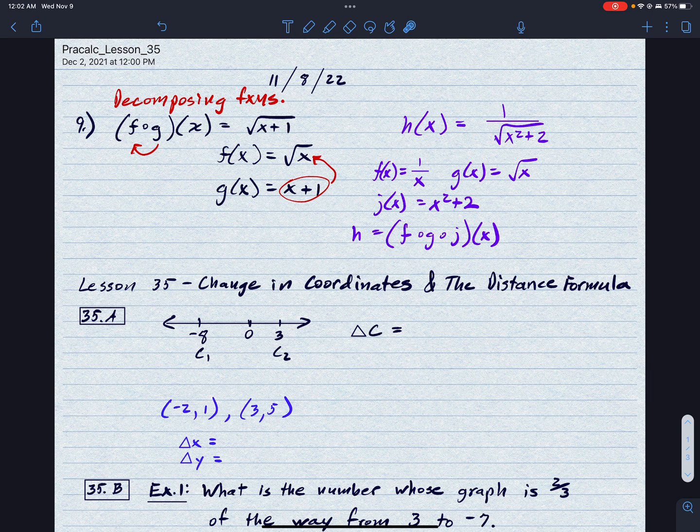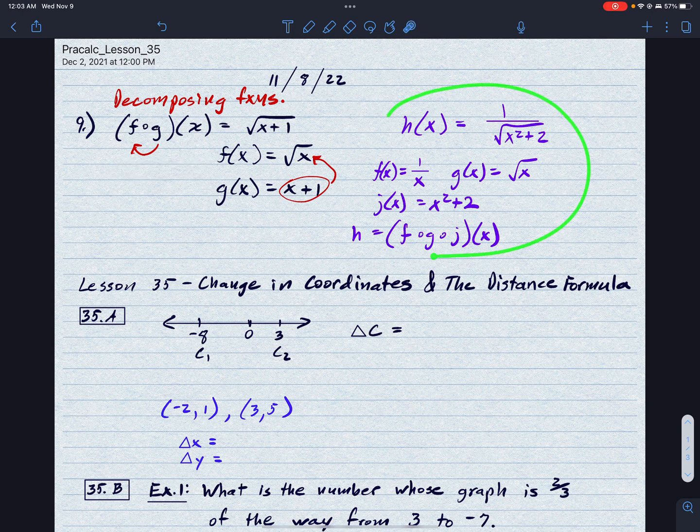So decomposing it means to identify which functions were pieced together to get the function that you were originally given in the problem. All right? So if I take the x plus 1 and I plug it into square root x, I get square root x plus 1. So that's the most obvious, I think, decomposition of this square root x plus 1 function.